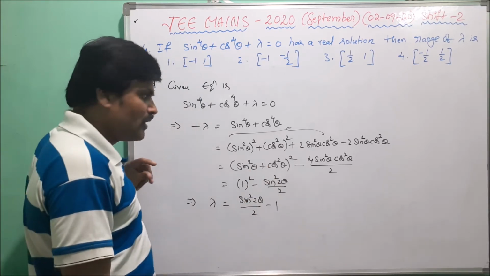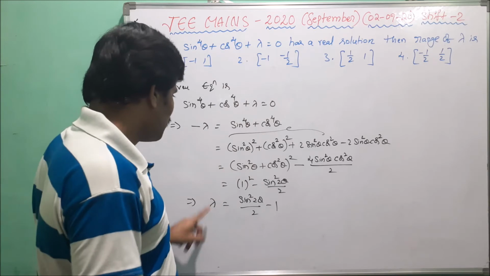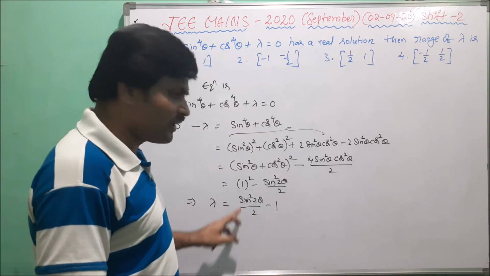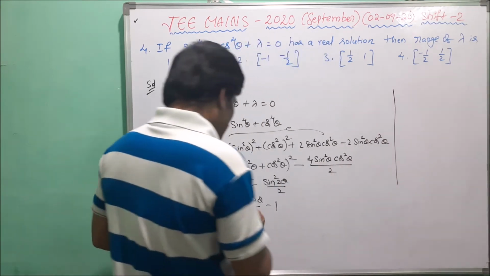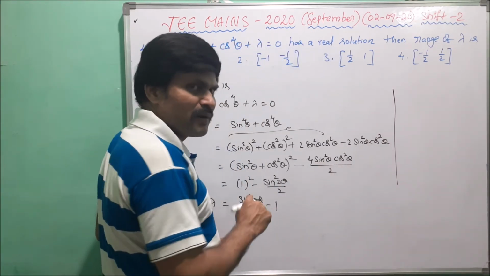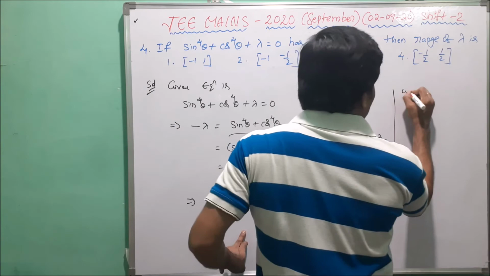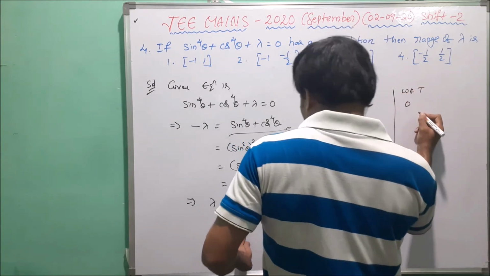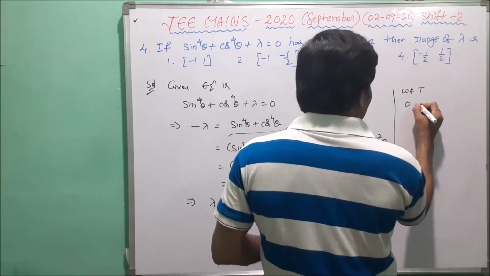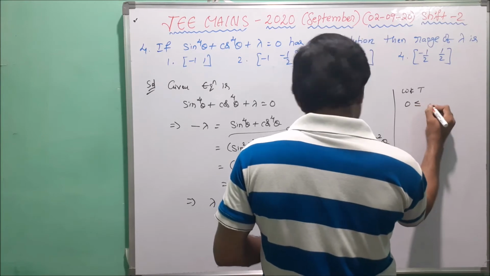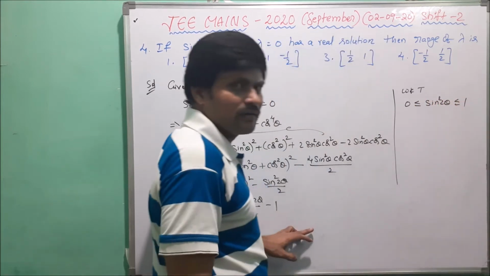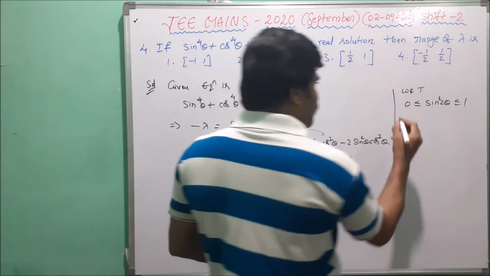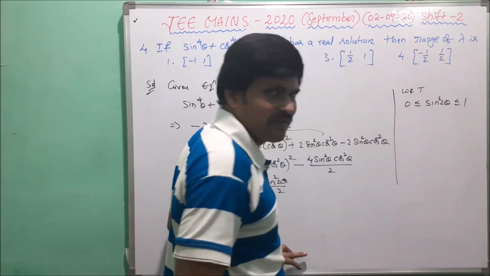1. Here to find the range of lambda. So lambda is one of the trigonometric functions. Clearly we know that the sin square 2 theta value lies between 0 and 1. So 0 is less than or equal to sin square 2 theta is less than or equal to 1, which is clear because this is a perfect square.